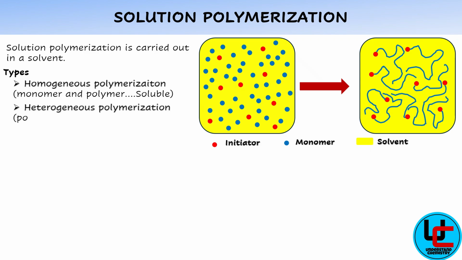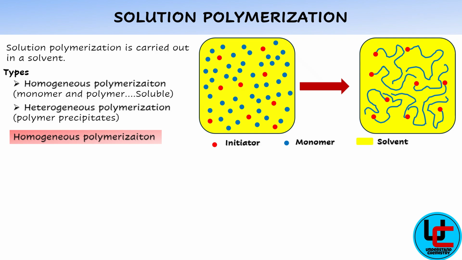The solvent plays a crucial role. It helps control viscosity, which is important for maintaining reaction kinetics, and it also aids in dissipating heat generated during polymerization. However, the choice of solvent is critical. It must not interfere with the reaction or reduce the molecular weight of the resulting polymer. Let us take a closer look at homogeneous polymerization.